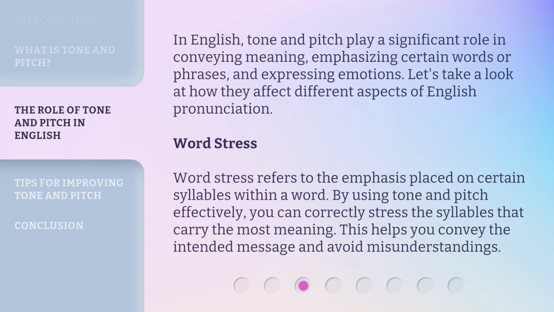In English, tone and pitch play a significant role in conveying meaning, emphasizing certain words or phrases, and expressing emotions. Let's take a look at how they affect different aspects of English pronunciation. Word stress. Word stress refers to the emphasis placed on certain syllables within a word. By using tone and pitch effectively, you can correctly stress the syllables that carry the most meaning. This helps you convey the intended message and avoid misunderstandings.